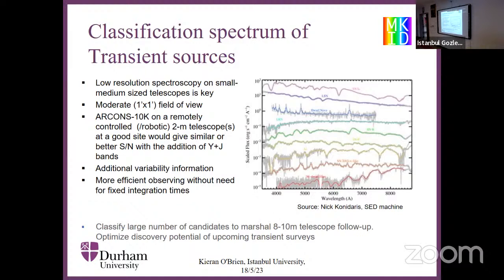That would give you similar signal to noise as some of the other experiments, but also would enable you to push into the Y and J bands. The other thing with the semiconductor detectors is obviously the silicon band gap, around 1 eV, means that you can't go beyond about 1,000 nanometers. There's no such issue with MKIDs.